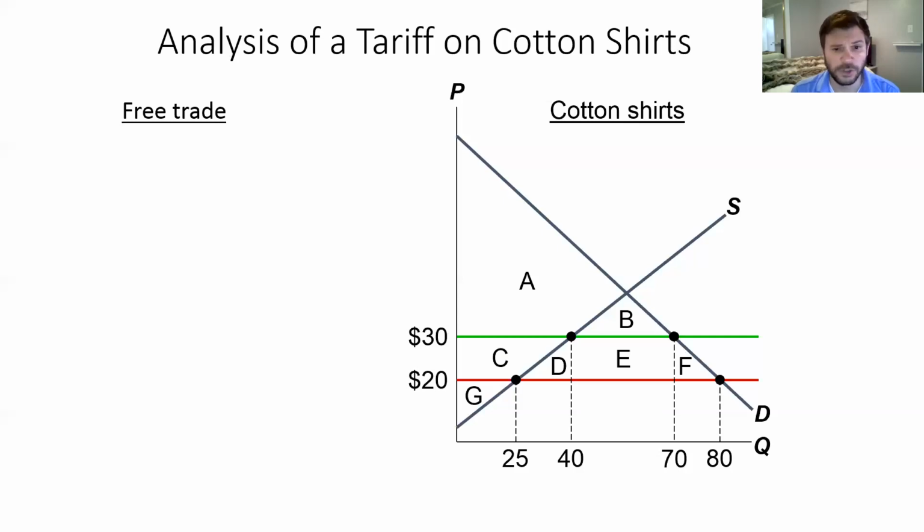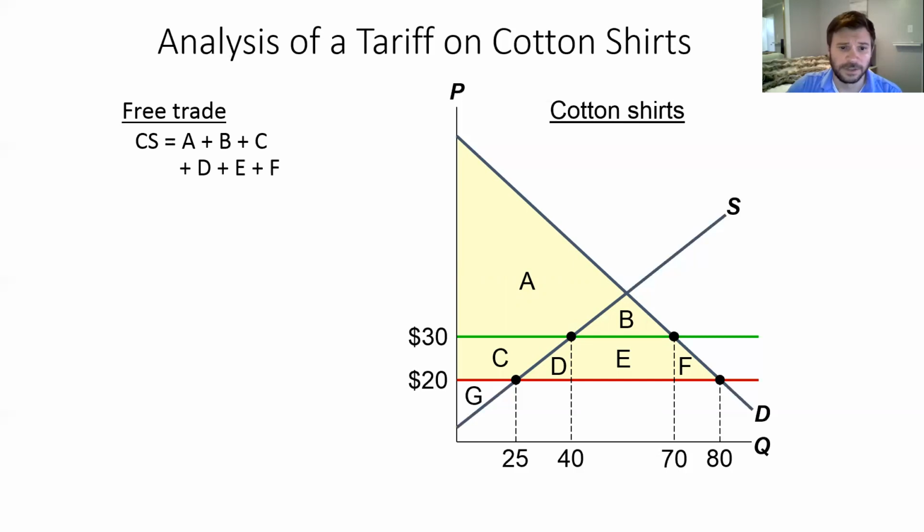And the consumer surplus in that situation would be all the area below the demand curve and above that red $20 price line to the left of the quantity that the buyers buy, which is 80 units here. So the consumer surplus under free trade was A, B, C, D, E, F, and this should be familiar with what we saw in the previous video.